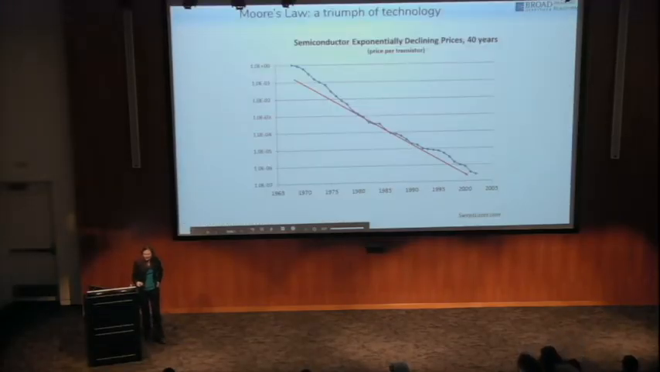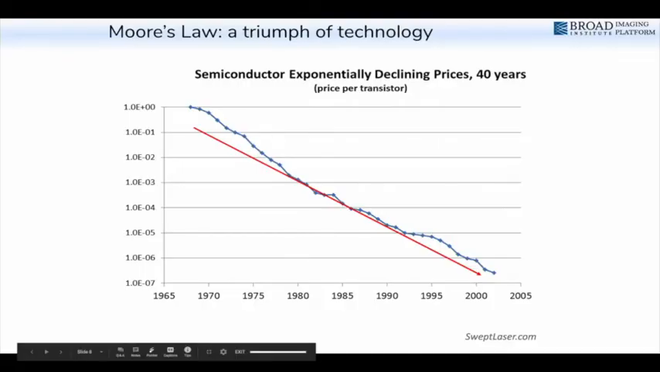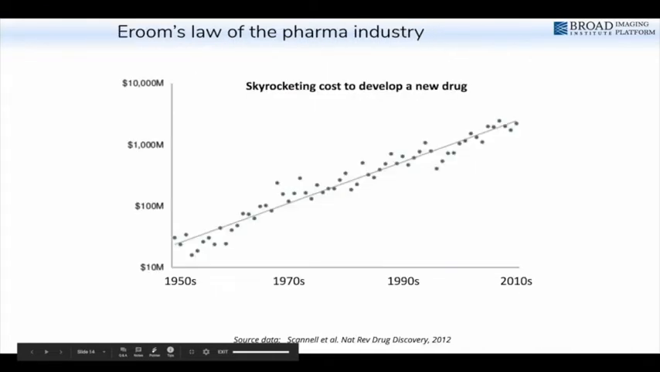So I just want to begin with something you're probably familiar with, Moore's Law. I think this is just an incredible triumph of human technology. The fact that the costs of computing have decreased so dramatically over time, but you may not be familiar with Eroom's law, and that is the pharma industry's observation that discovering new medicines is really hard, and it's getting harder over time, or at least it's getting more expensive.